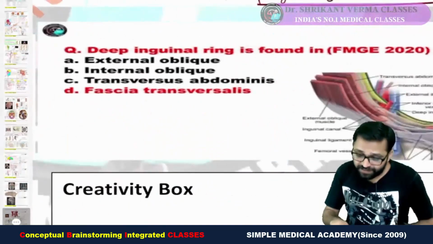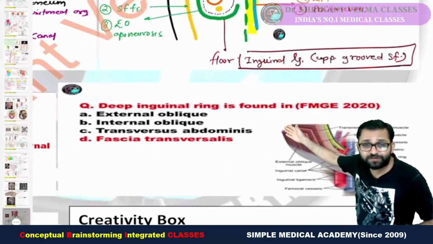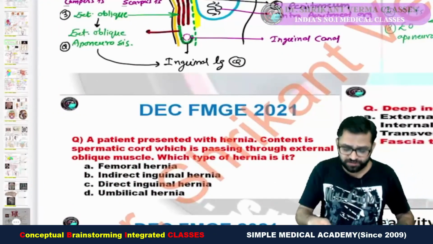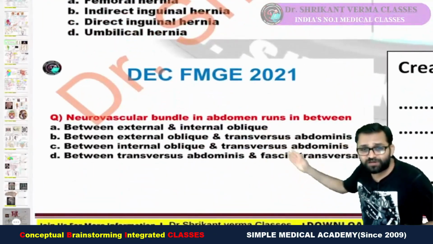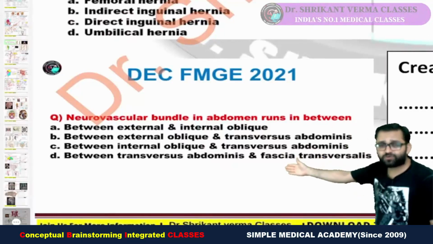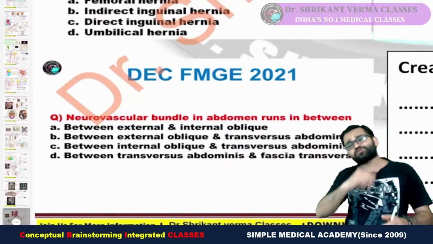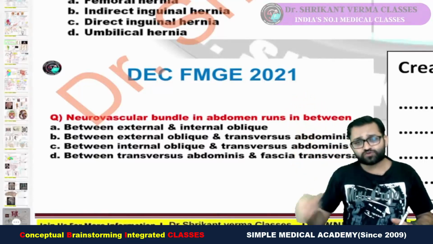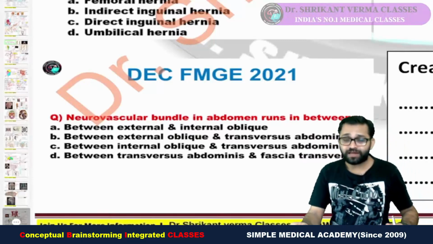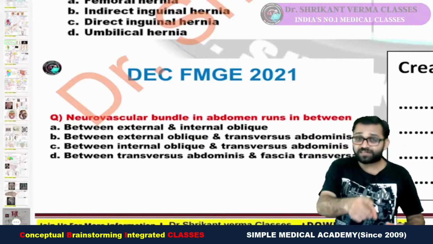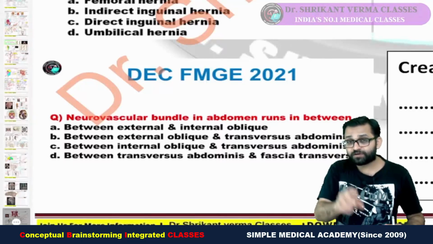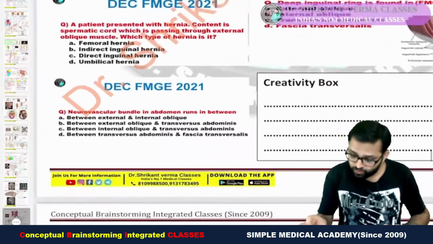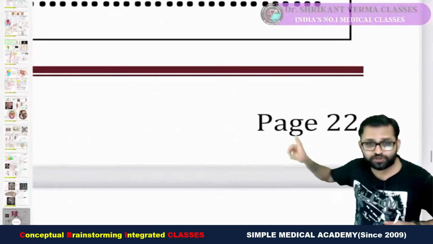Yes, integration, there was a question: deep inguinal ring is found where? Yes, FMG 2020, FMG 2021, every year they are asking this question. Yes, another question, beta: neurovascular bundle in the abdomen runs in between which layers? So how can you say that if this question was asked in your 2021, definitely it should be asked in your 2022? And that is what happened, questions came from the anterior abdominal wall. Get ready: in your 2022 December, directly or indirectly, anterior abdominal wall will be asked. Okay, so you can follow this topic at the page number in the PDF.